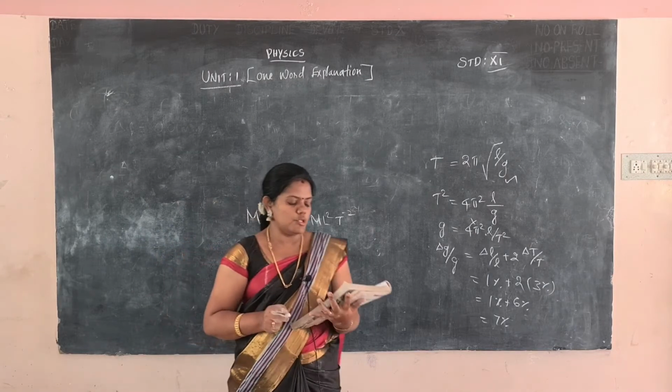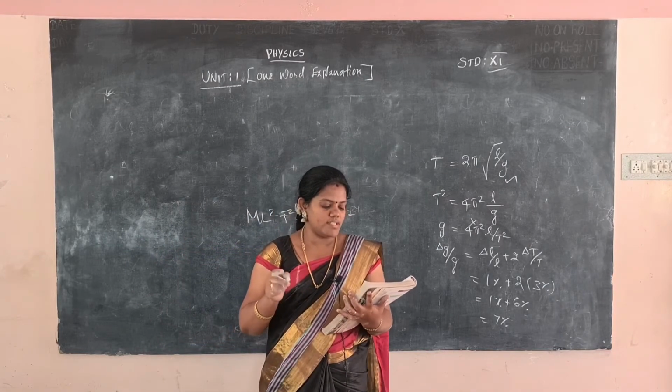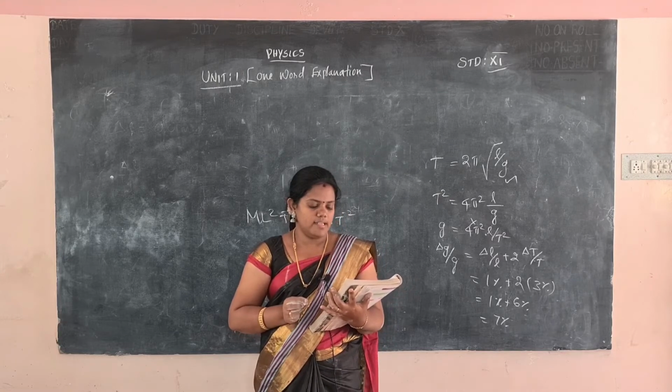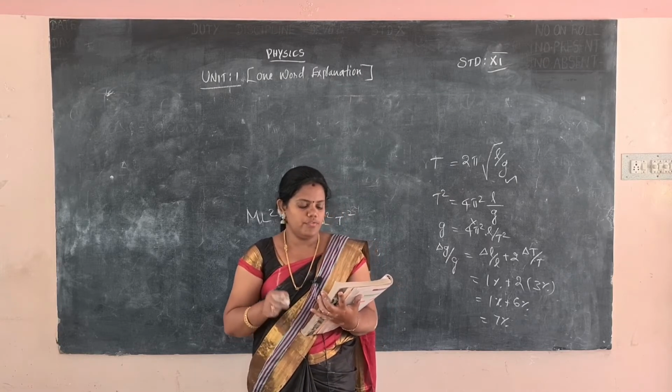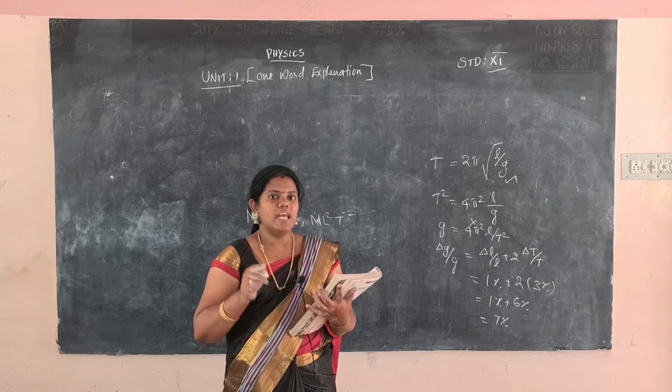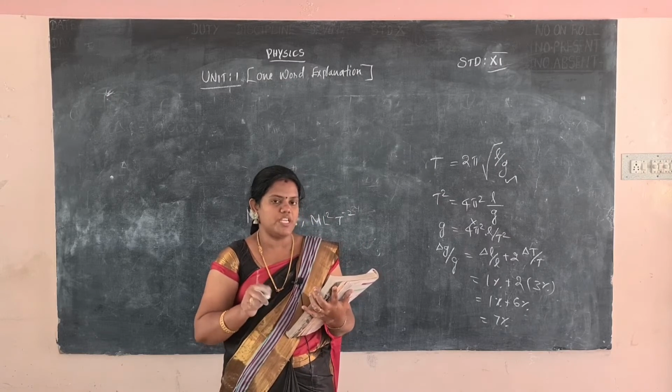And the 8th one also: the dimension formula for Planck's constant h. What's the answer? Planck's constant dimension formula is M L square T power minus 1. Option A, M L square T power minus 1.